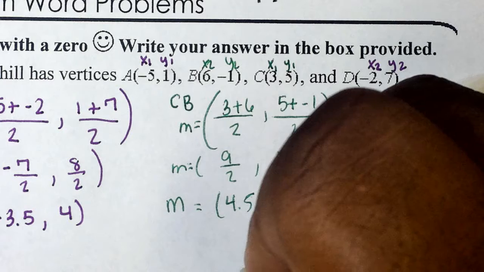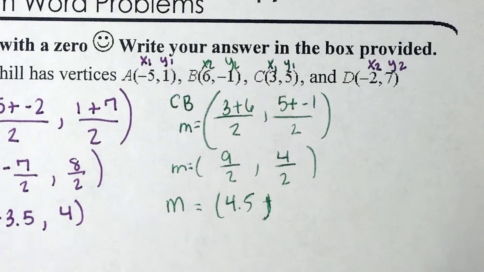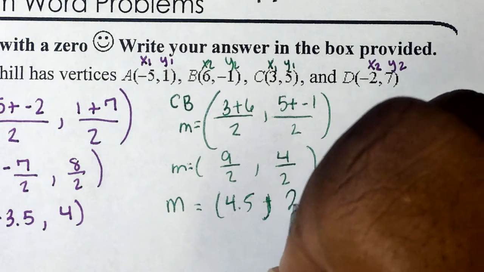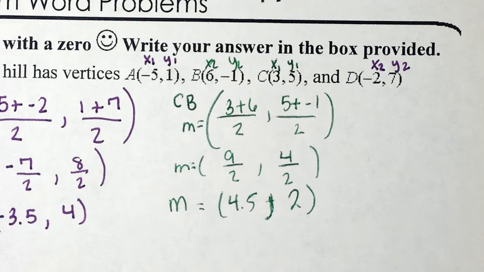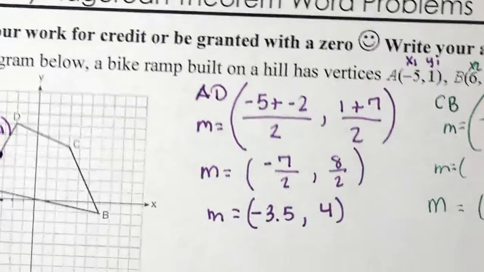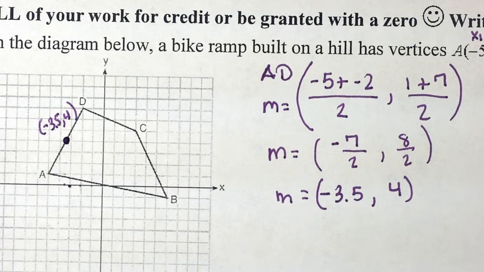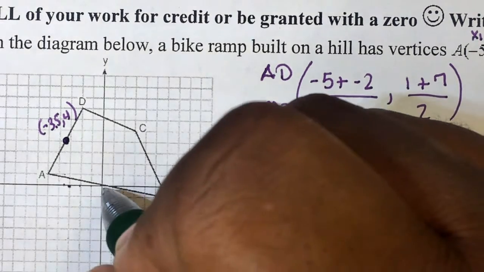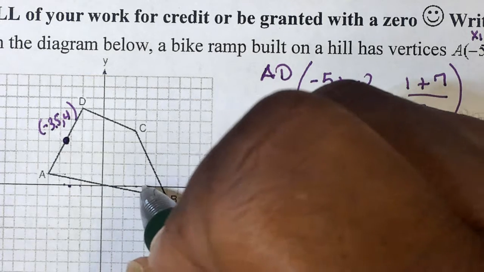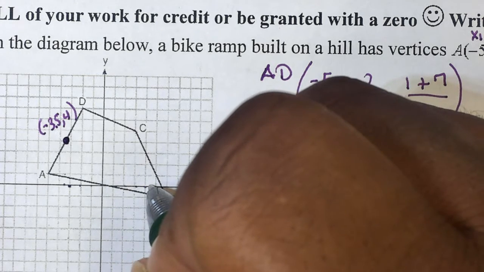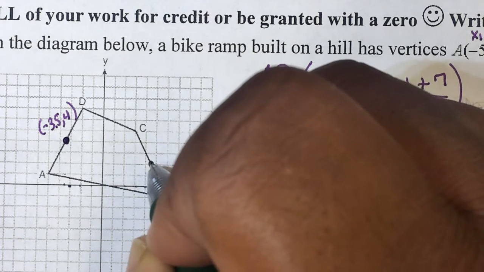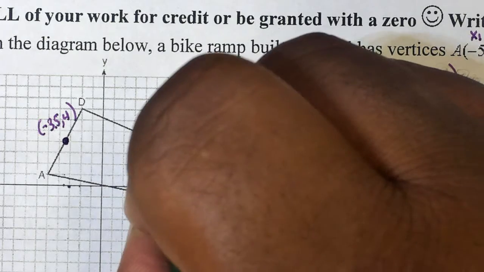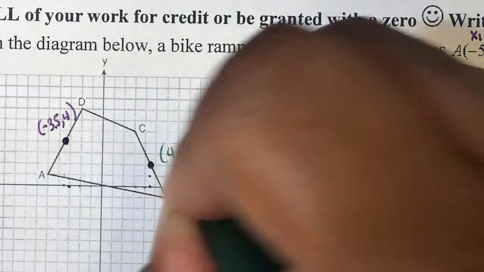I don't know why I'm putting a plus sign right there. Should be a comma. Make that a big comma. Comma 2. Alright, so my other midpoint on CB is at 4.5, comma 2. So going back to my graph, I'm going to put that point on as well. Over 1, 2, 3, 4.5. And then up 1, 2. My midpoint right there would be at 4.5, comma 2.